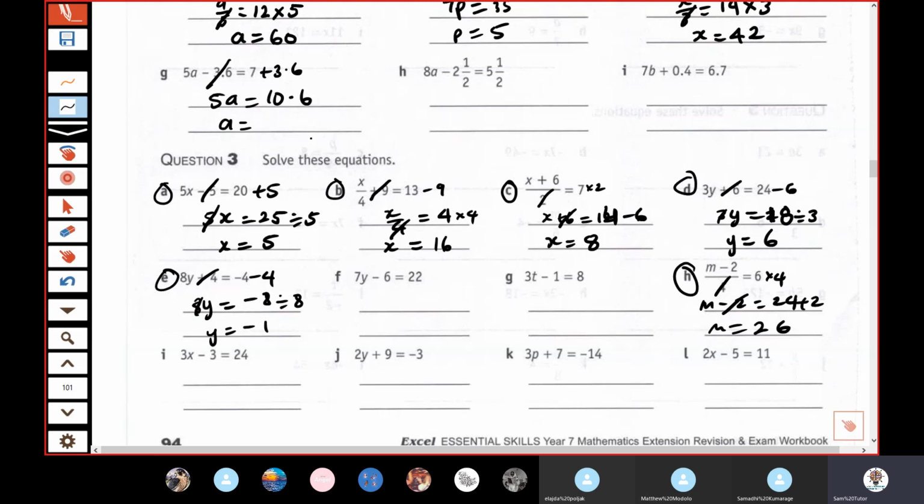Maya, could you do that for me, please? 10.6 divided by 5. Calculator. 10.6 divided by 5. 2.12. That's it.